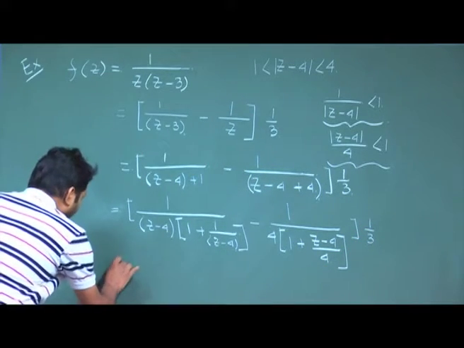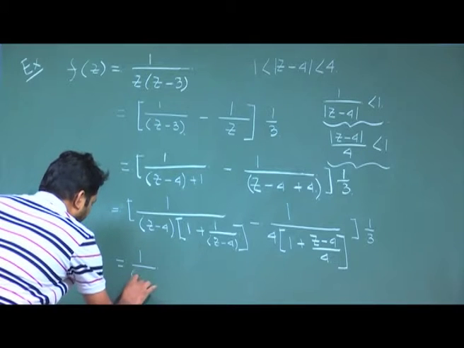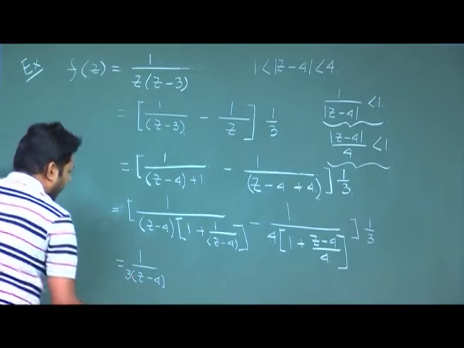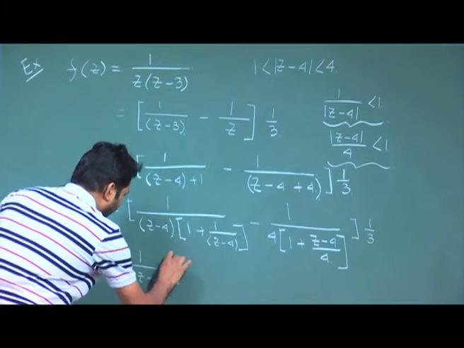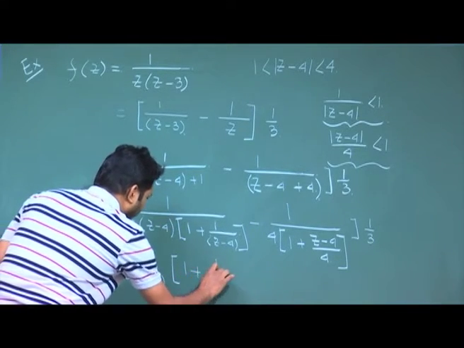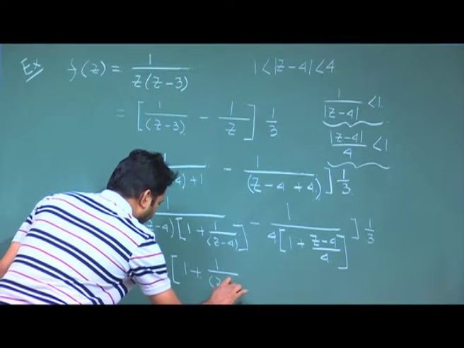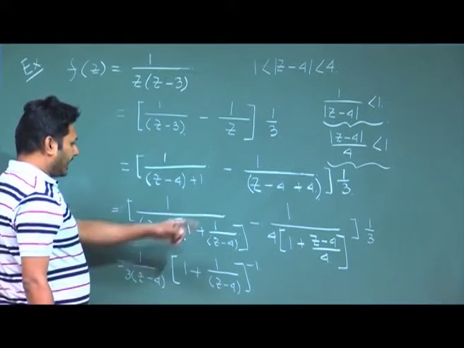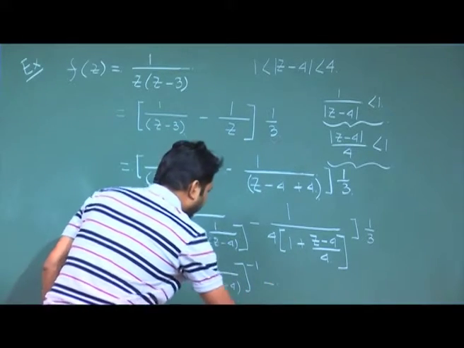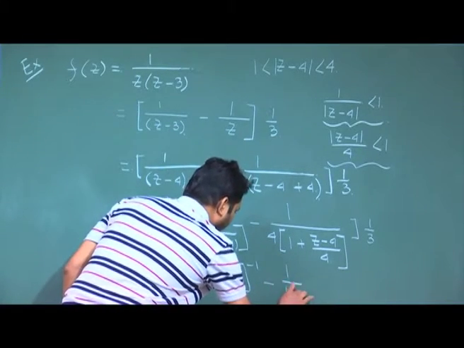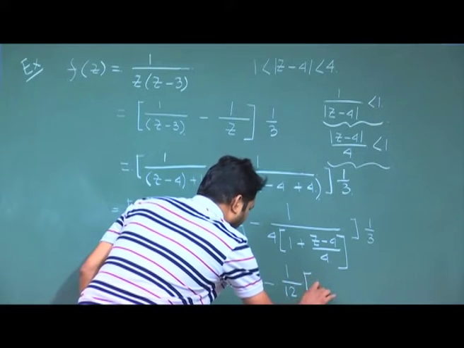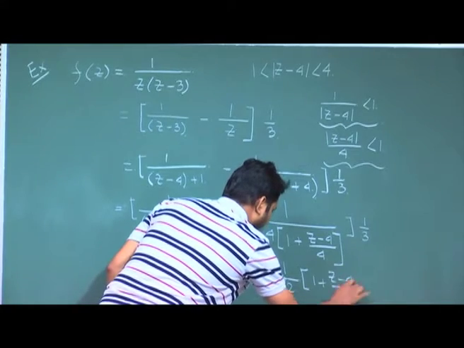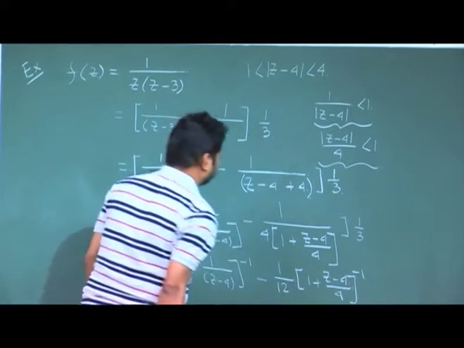Now, we are done. We need to just expand this. So, it will be 1 by (z minus 4), let us put 3 here, and then it will go up. So, the first term is 1 plus 1 by (z minus 4) whole to the power minus 1, and the second term will be minus of 1 by 12 times 1 plus (z minus 4) divided by 4 whole to the power minus 1.